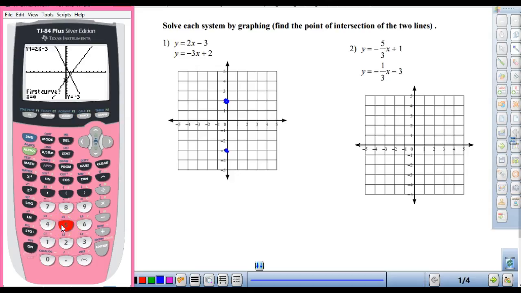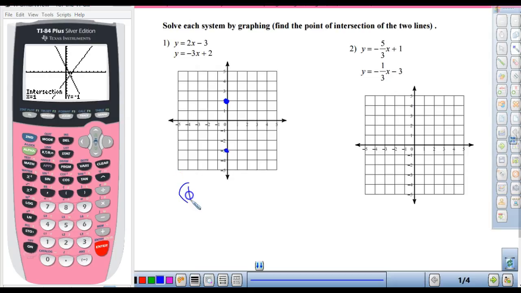Now, this says first curve. Okay, and what that's asking for is what was the first line that you entered. And my point is on that first line, so I can hit enter. Second curve was my second line, so I can hit enter. And then it wants us to make a guess. And when I make a guess, I use my arrow key, usually to try to get close to where my intersection point is. And I hit enter. What does it tell you that your intersection point is? 1, -1. So we're going to put our point 1, -1 down as our solution.